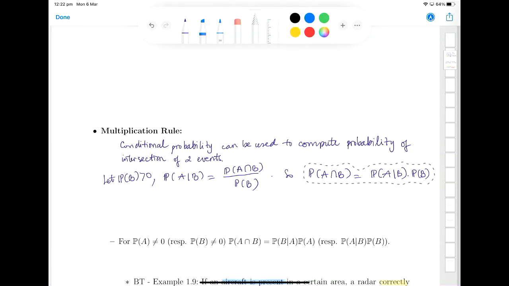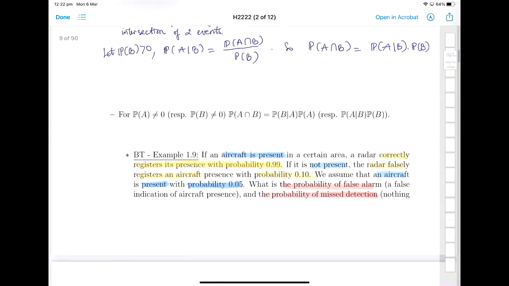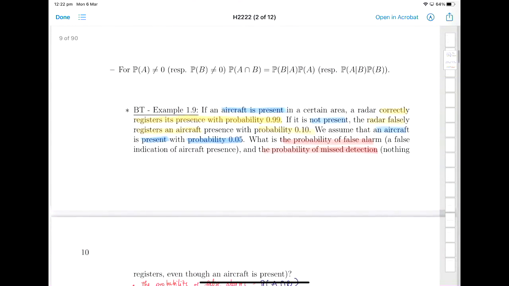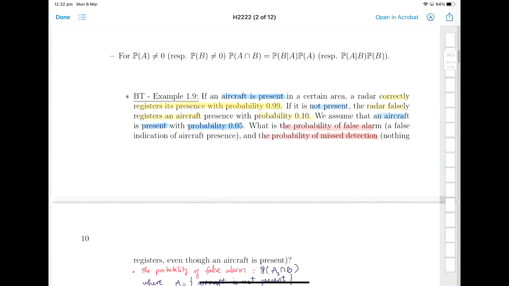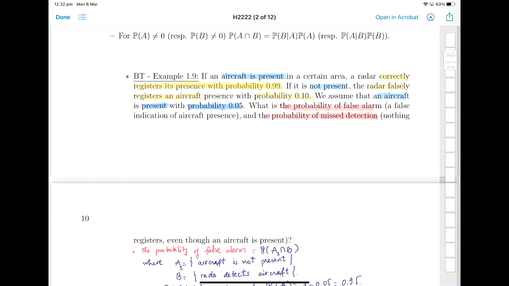And this is an example. Okay. Can we try to use the multiplication rule to find the probability of false alarm?